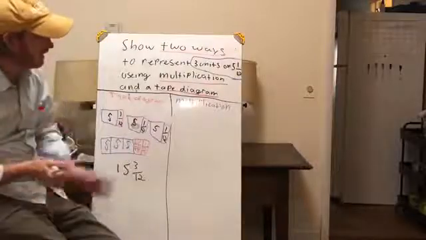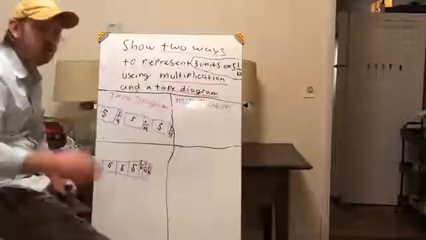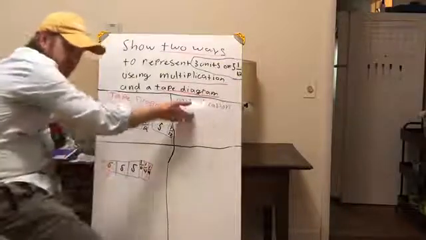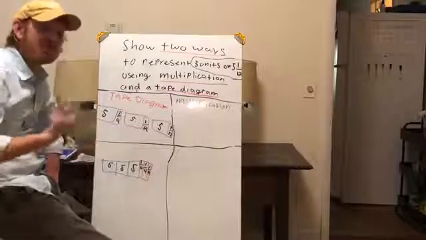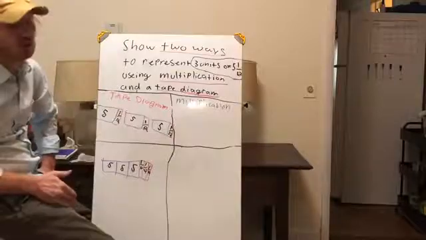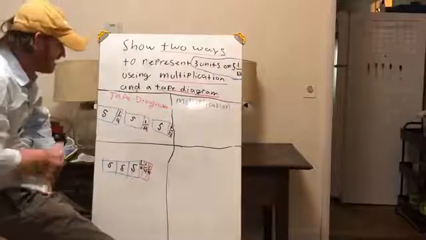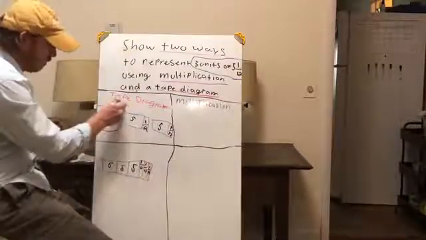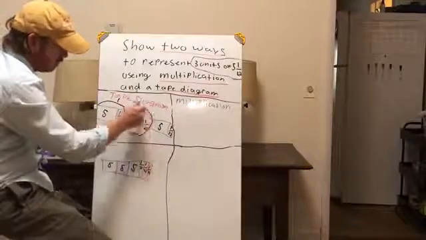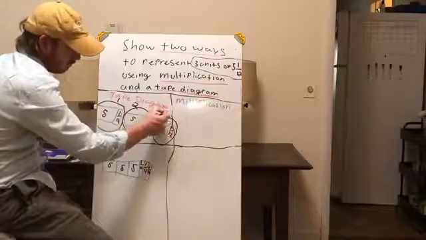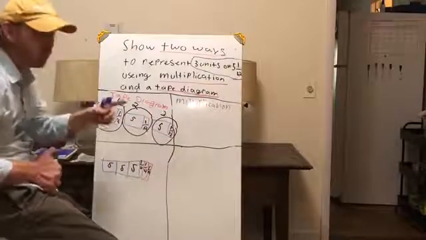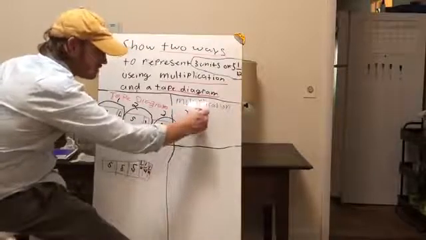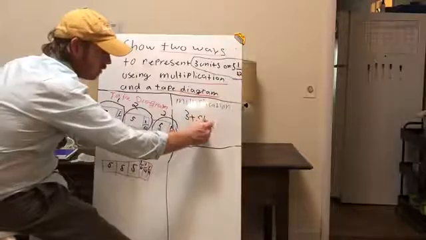Now we're going to do the same thing using multiplication. So now we're going to represent each one of these tape diagrams as a multiplication equation. Remember, if you need to pause at any point to go back, I highly encourage that you do so. So the first thing we have is 3 groups of 5 and 1/12. We have 1, we have 2, we have 3. 3 groups of 5 and 1/12. Well, that would equal 3 times 5 and 1/12.